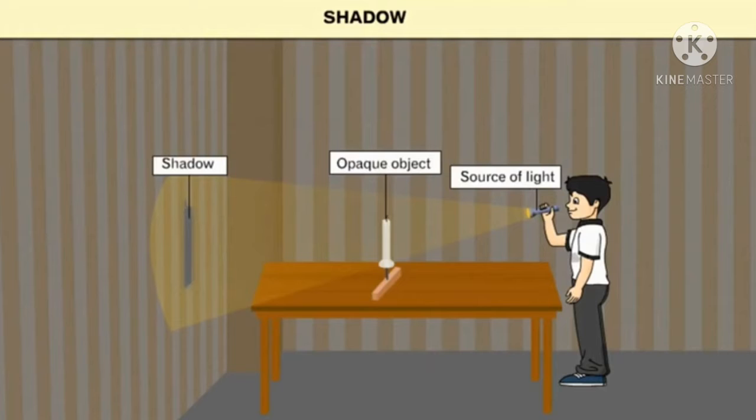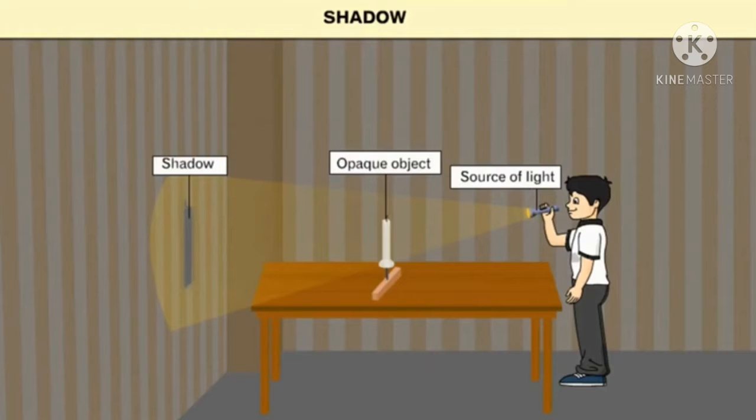Opaque objects stop the light completely, so an opaque object casts a dark shadow behind it. A translucent object stops the light partially, so a translucent object casts a weak shadow. A transparent object does not stop any light from passing through it. So, a transparent object does not cast any shadow behind it.